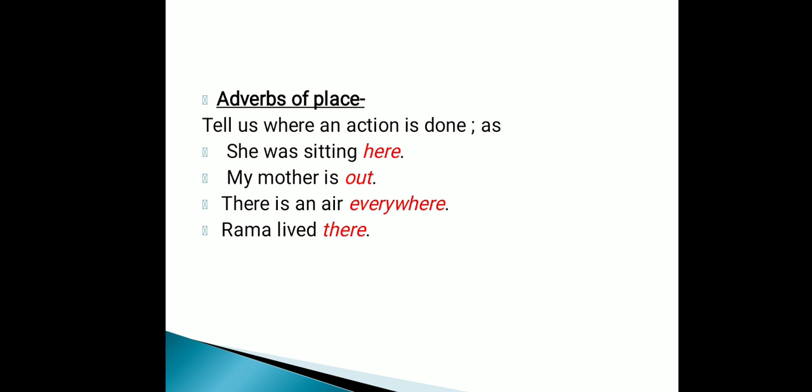My mother is out. Where is your mother? Out. Out is the answer. There is air everywhere. Where is the air? Everywhere. Everywhere is the answer. Rama lived there. Where did Rama live? There. So, here, out, everywhere, there are the adverbs, and these are adverbs of place. They are showing the place, meaning where the action is done.